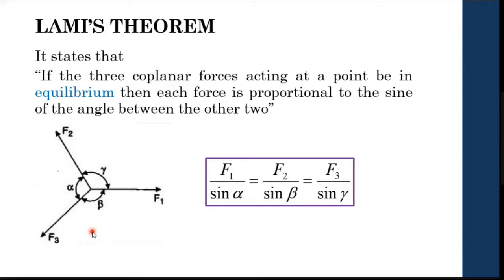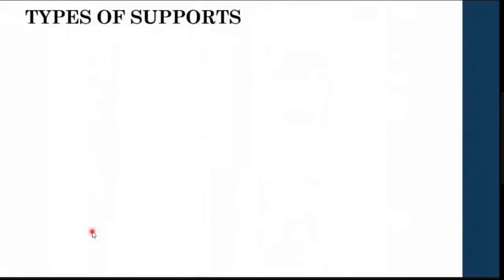Okay. So before we go to this, first we have to know how to identify the free body diagram, right? Let me proceed. So these are the different types of supports we have in our conditions, right? So first one, we call it a pin support.